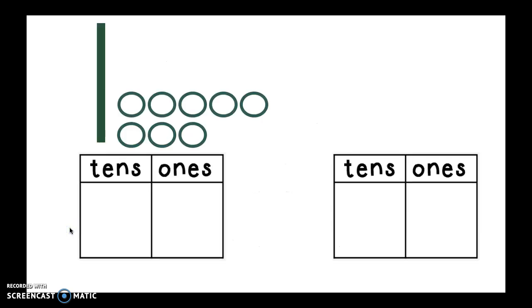All right, so how could I fill in my place value mat right there? How many groups of tens do I have? Oh, I have 1. And then how many ones? I see 5, 6, 7, 8. Perfecto. All right. Now I'm going to draw my little arrow.